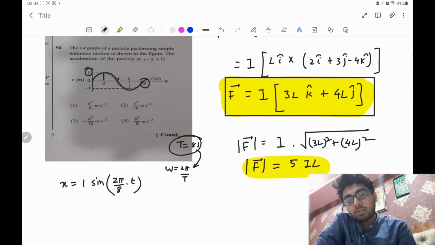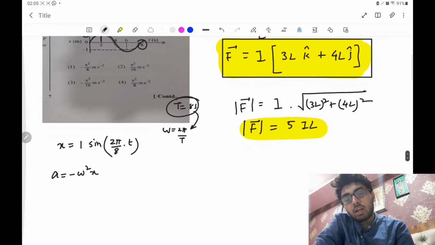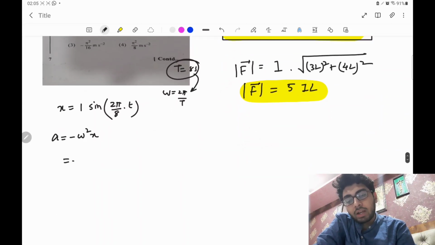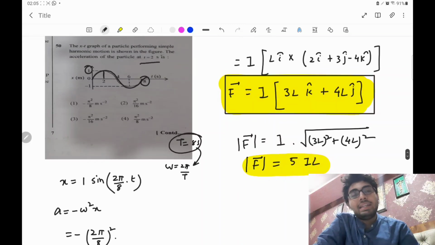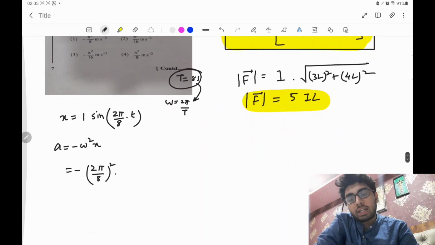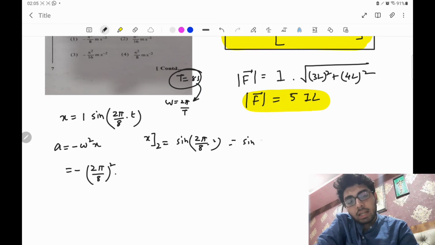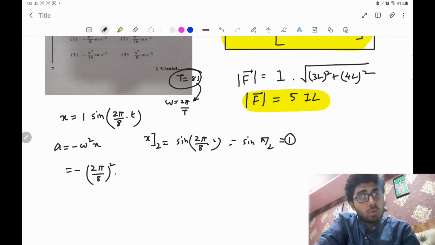Now if it is so, you know that acceleration can be written as minus omega square x. Now what is omega? Omega is 2 pi by 8, whole square. And what is x? Now try to understand. You have been asked to find the acceleration particularly at t equals 2 seconds. So at 2 seconds, x will be sine of 2 pi by 8 multiplied by 2. That simply becomes sine pi by 2, which is nothing but 1.